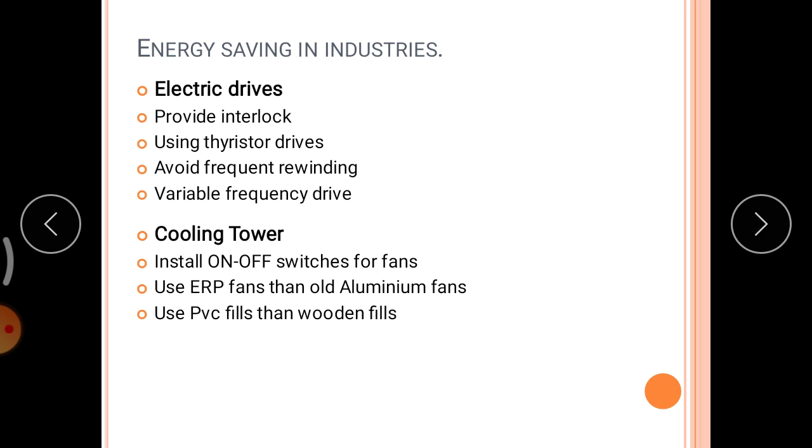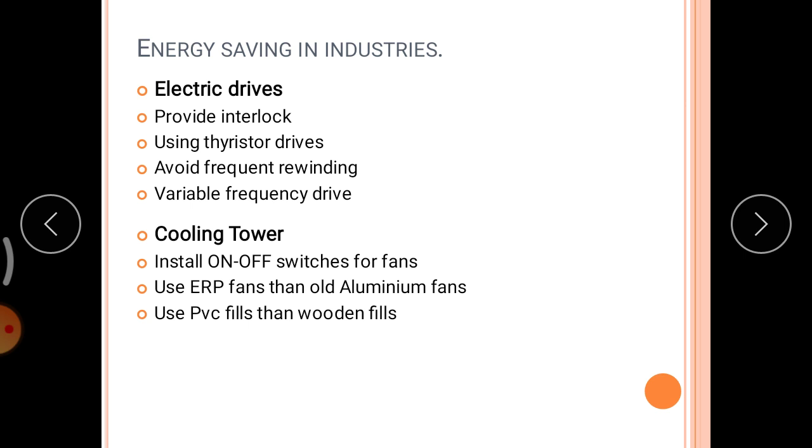Next, cooling tower. In every industry and plant, a cooling tower will be there. It runs continuously, but it is better to use on-off switches for the cooling tower fan so that it runs only whenever required. Earlier, we used aluminum or steel fans for the cooling tower. Nowadays the design of the fan system has changed so that the speed is higher and the cooling power is also more, like ERP fans, energy related product fans. It is only a different design, and it consumes less power. So we can replace such aluminum and steel fans and install ERP fans.